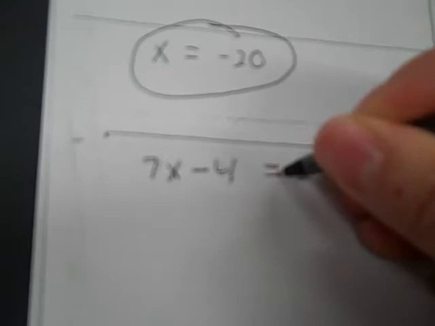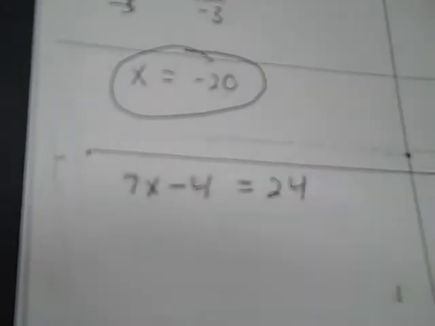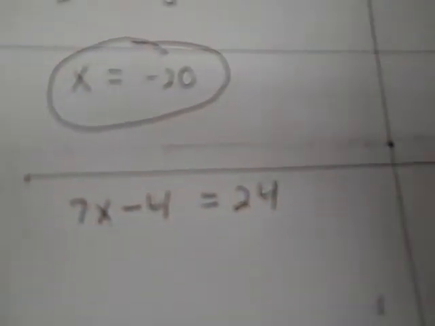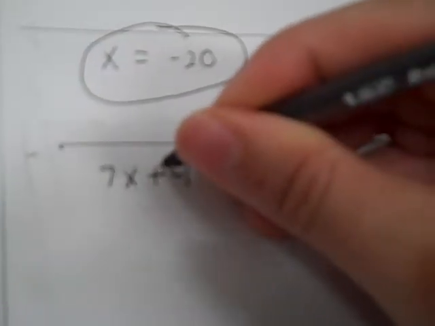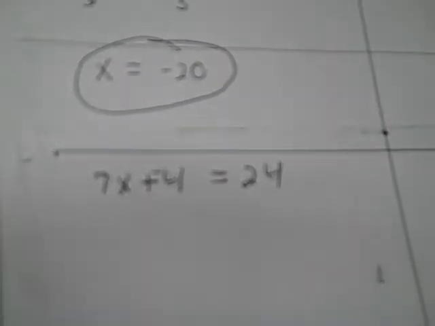Okay, next problem. 7x minus 4 equals 24. That's what that says. Okay, all letters need a number in front that has an x, and was there any minuses in that? 7x minus 4. Okay, so there is a minus right here, so make that plus, and then know that the 4 is negative now.